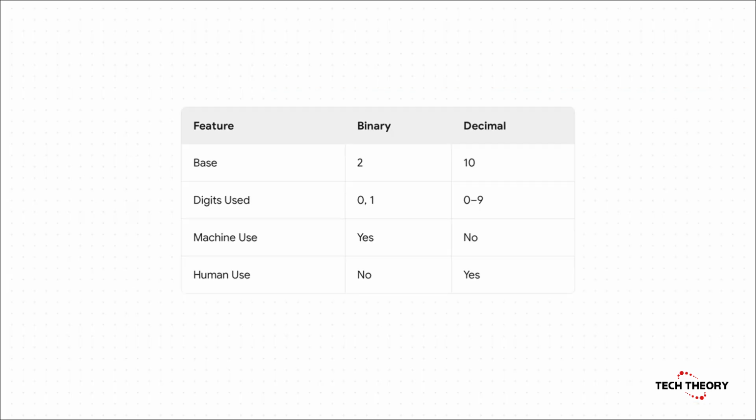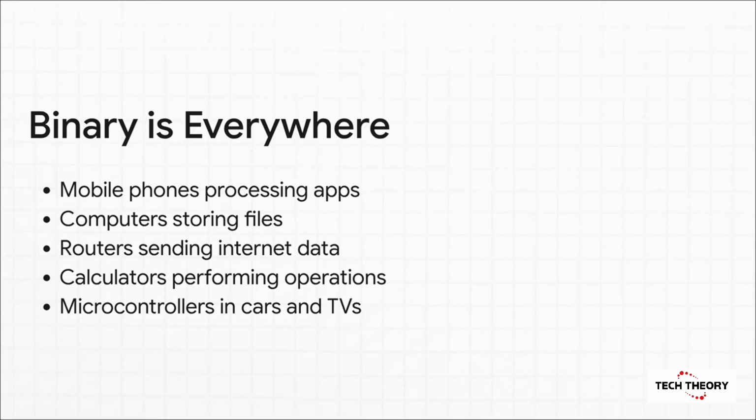So really, when you get down to it, binary is the native language of machines. It's simple, it's reliable, it's based on a physical state of on or off. And decimal, that's our language. It's intuitive for a species with 10 fingers. They're just 2 different languages for 2 very different ways of processing the world. And that machine language is everywhere. From the router that's sending this data to you right now, to the phone or computer you're watching on, even the little microcontrollers in your car or your TV, they are all constantly talking, processing, and thinking in these long, long streams of ones and zeros.